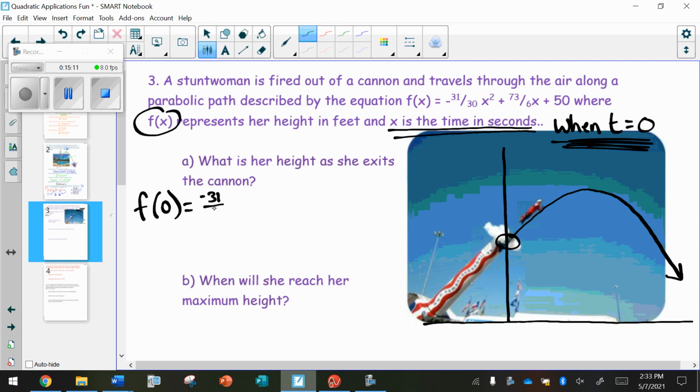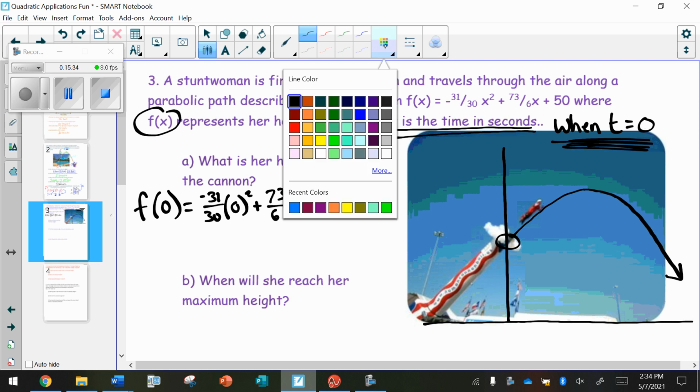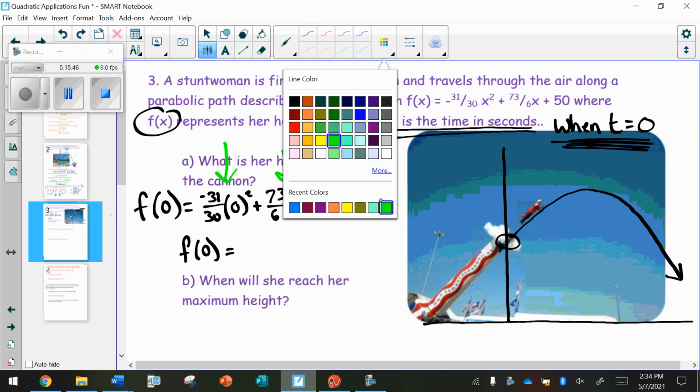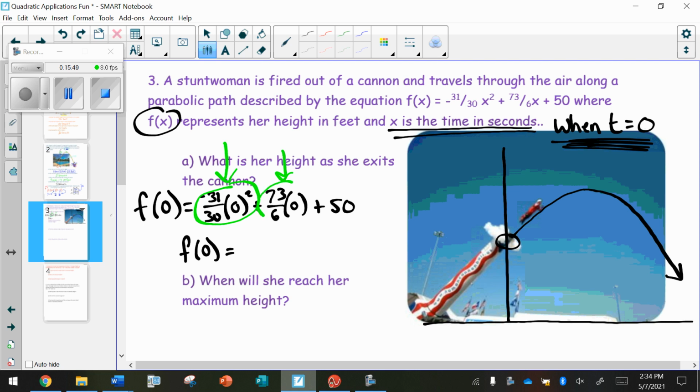So we have negative 31/30 times 0 squared plus 73/6 times 0, and then plus 50. Now, even though those are tricky fractions, you do not need your calculator to get the answer to this because anything times 0 turns into a 0. So that means this turns into 0, goes away. This turns into 0, goes away. So her height is 50 feet.